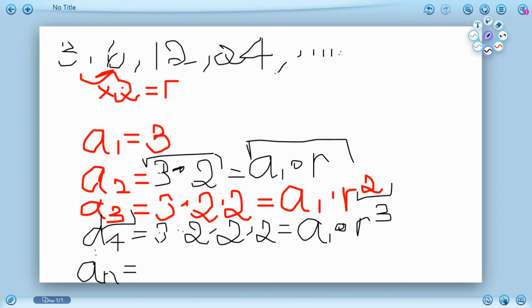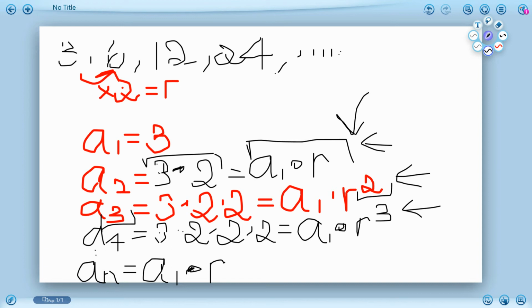Now let's look at it. Everything stays the same on this side right here, all of this stays the same except for the power of r. So that's what we're going to focus on, along with the term number on the left hand side. Using that observation, we know that a sub 1 stays and is multiplied times r. The r stays, but the power changes.